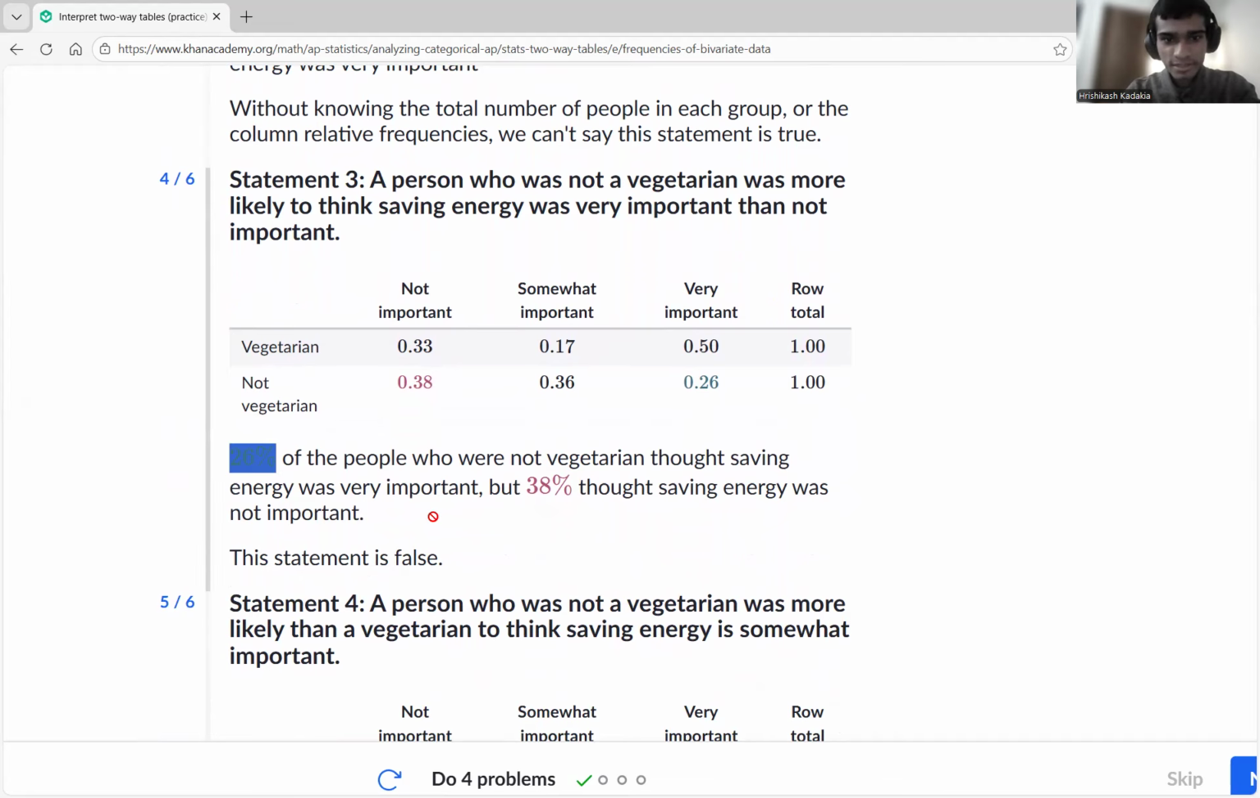So we can definitely say no, not a vegetarian was more likely, and this one is actually contradictory because you see, 26% is actually less. It's not more. Who was vegetarian was more likely to think saving energy was very important and not important? Well, they were thinking 26% and 38%, so 26 should be less. So they were less likely to think it was very important than not important.